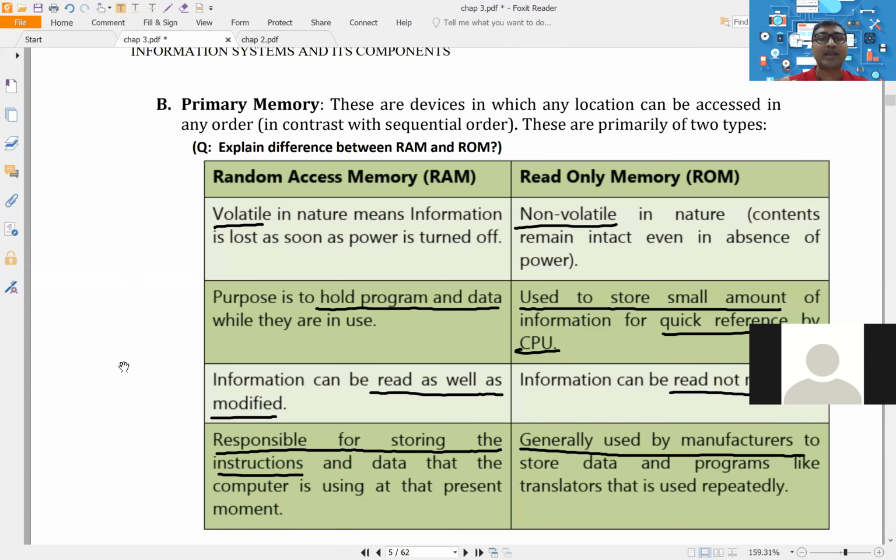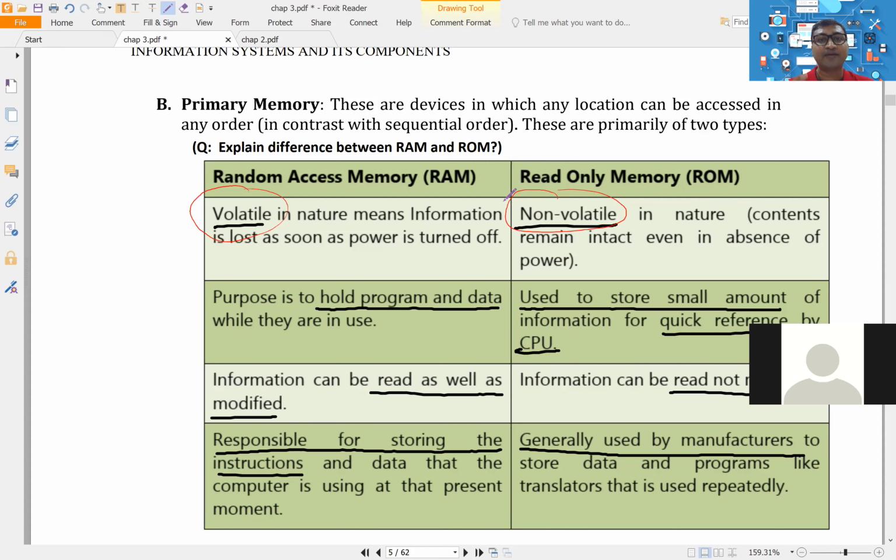Remember, primary memory is the part of your computer where we have two types of memory, RAM and ROM. What are the two most important differences between RAM and ROM? You can remember, RAM is volatile. Volatile means as soon as the power goes, the data which is stored on the RAM will also get lost. And ROM is always non-volatile. I told you that they can also ask such kind of things in MCQ, conceptual clarity.